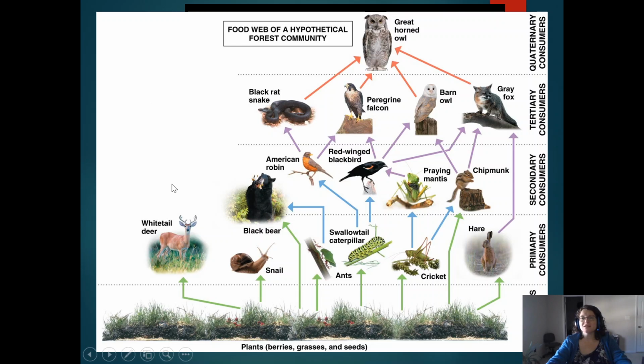Okay, and some organisms, so this organism is a tertiary consumer. But technically, if it's only eating hares, it would be a secondary consumer. But it's eating hares and chipmunks and red-winged blackbirds, which are secondary consumers, and so it is technically a tertiary, but depending on its diet, could be a secondary. Okay, so some things are in two levels here.